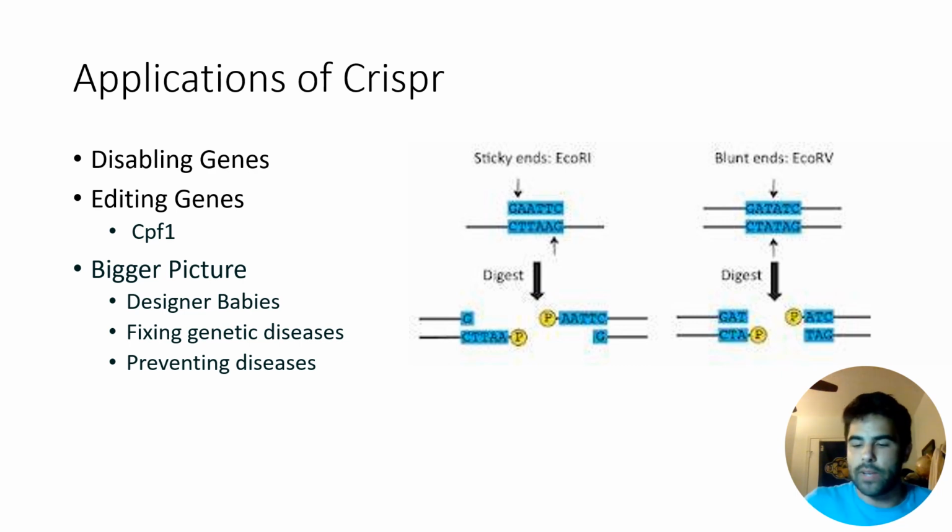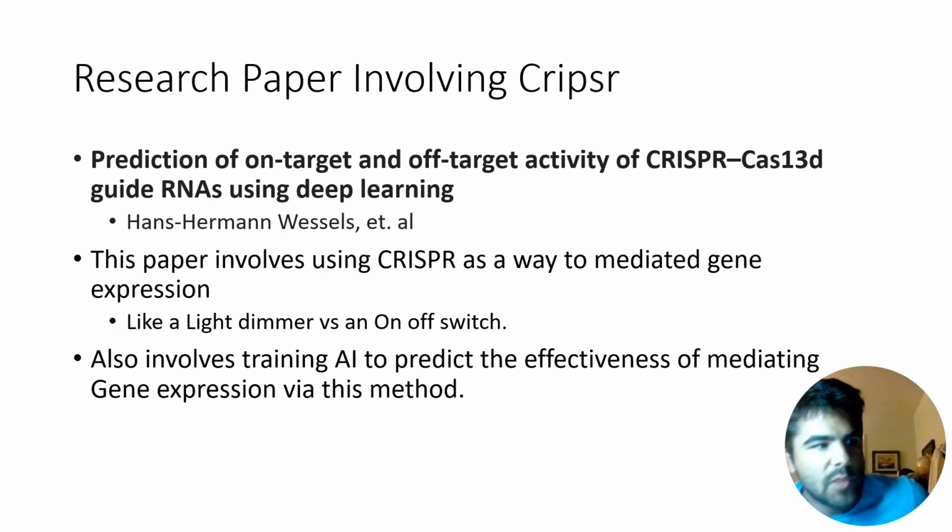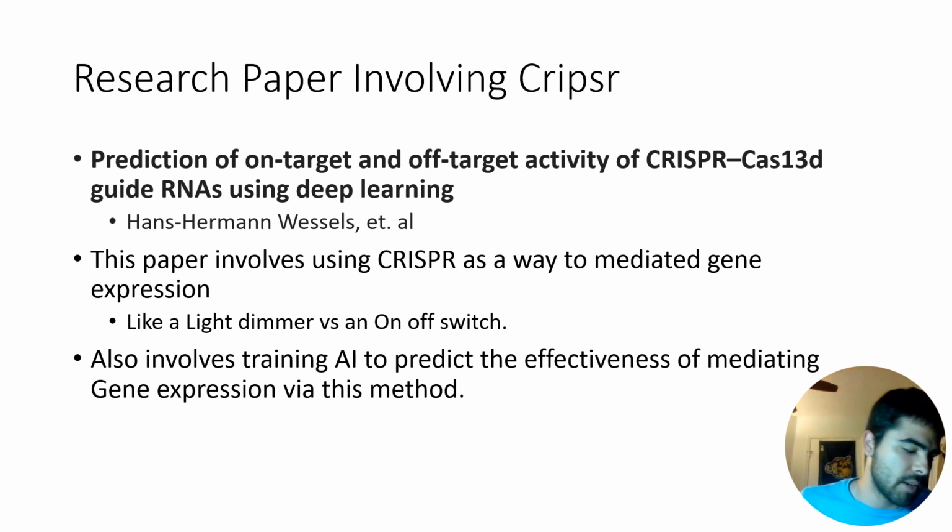So the last thing I want to talk about is a research paper involving CRISPR. So again, CRISPR is just a section in the bacterial genome. What's really important is the things we've gained from CRISPR, such as guide RNAs and the Cas protein, right? So in this paper, what they did is they predicted the on and off target activity of Cas13d.